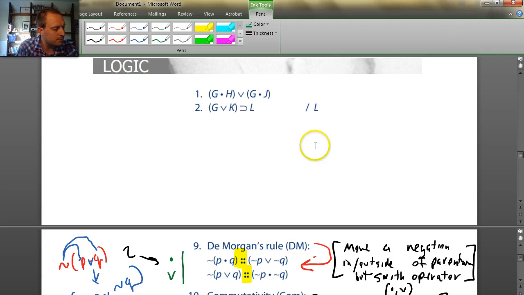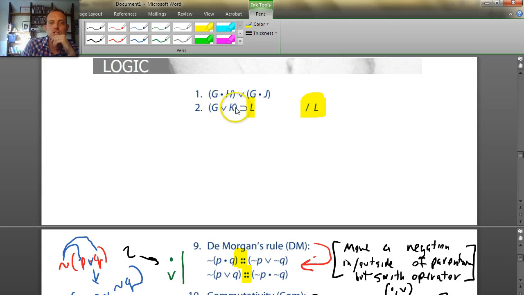Here's another example. This is G and H, or G and J. And here's G or K, then L. And my conclusion is L, which means, okay, so I need to get this. It's right here, which means I need to get this thing, and then I can use perhaps some modus ponens to unlock this level. I don't know if that's helpful language for you, but I think it is.